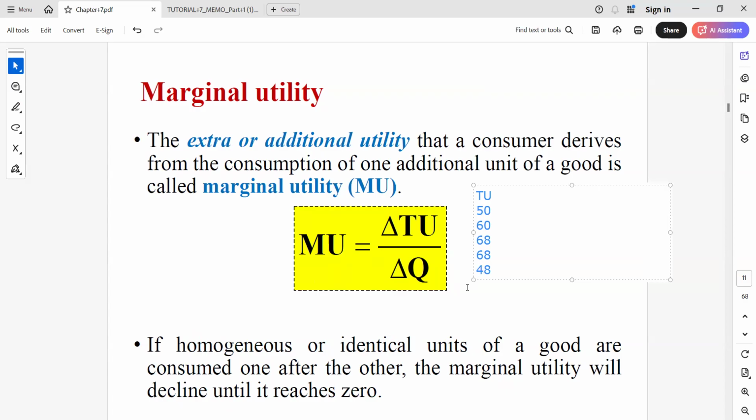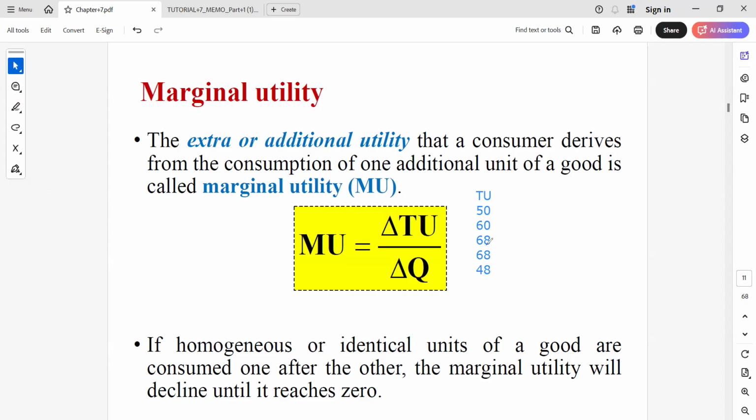And then 48, yeah. So guys, now you're consuming your burger, right? This is the first burger you consume. Your total utility is 50. The second burger you consume, your total utility is 60. The third burger, your total utility is 68. The fourth burger, your total utility remains at 68.